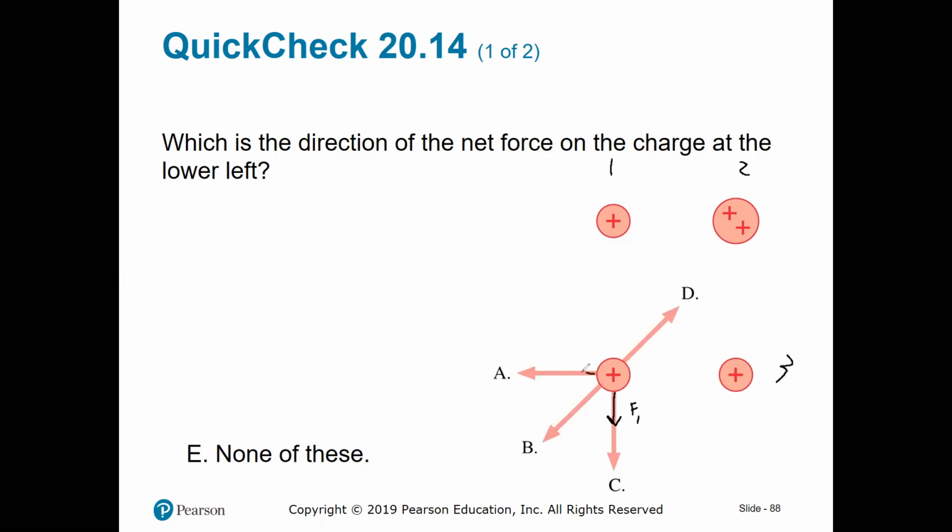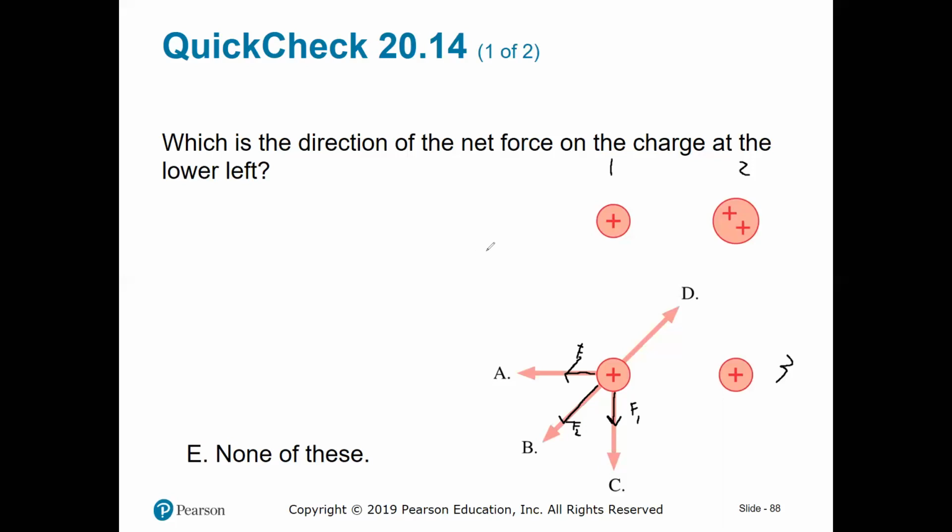F3 is also going to do something like that, but to the left. And what's F2 going to do? F2 is going to make a diagonal, and it should be twice the length of F1 and F3. I think that's fairly close.